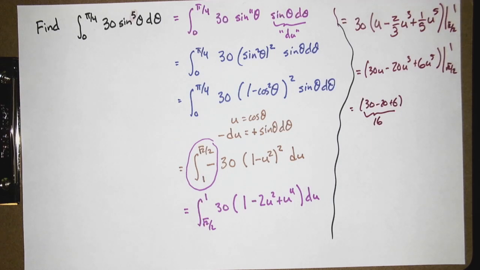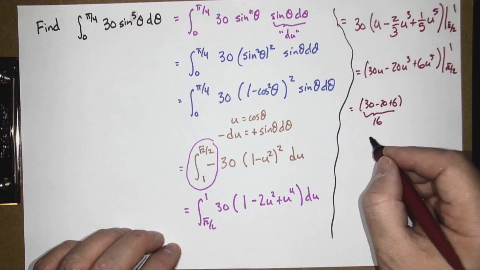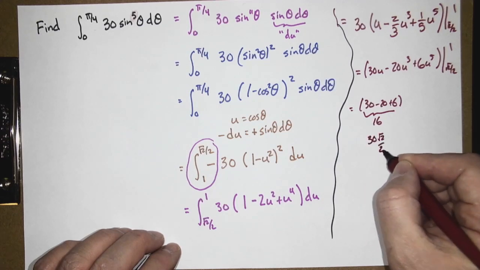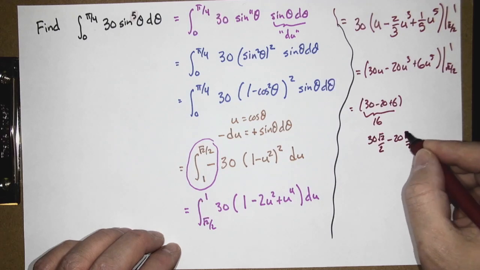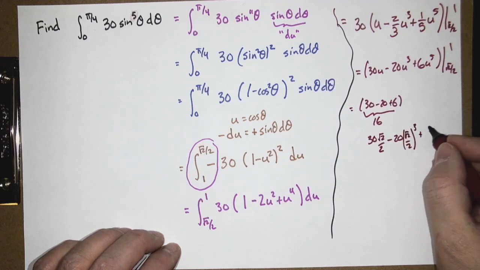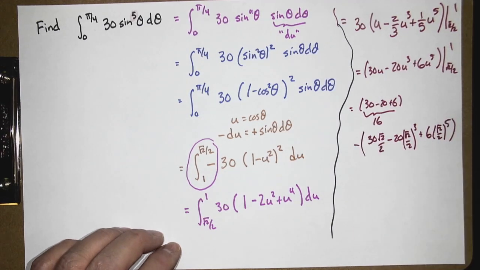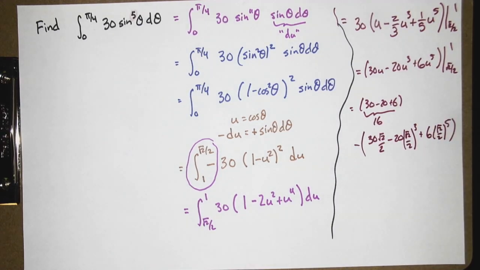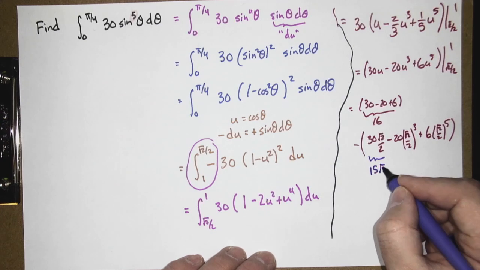When we plug in root 2 over 2, no, come on, we can do it, we can do it. All right, so 30 times root 2 over 2, well, that's 30 root 2 over 2. Minus 20 root 2 over 2 cubed plus 6 root 2 over 2 to the 5th, and that is all being subtracted. Well, we go through term by term. The first part, 30 over 2 makes 15 root 2.